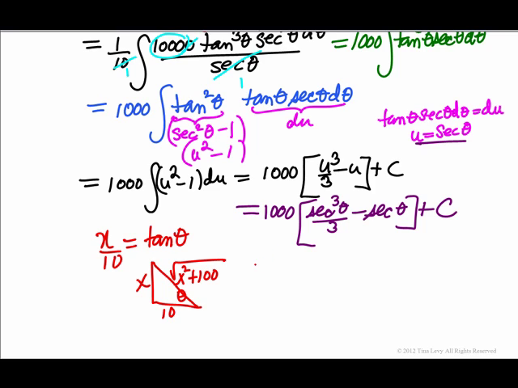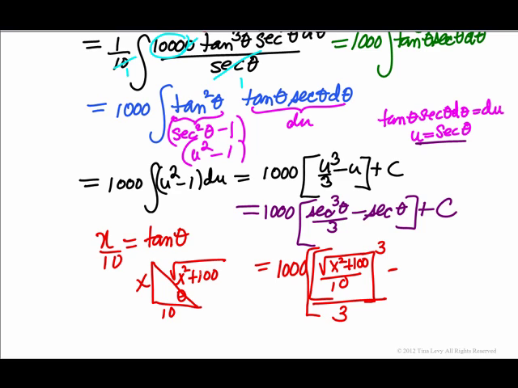So this will become 1,000. The secant of theta is hypotenuse over adjacent, so square root of x squared plus 100 over 10, that's being cubed, divided by 3. Minus secant, which is hypotenuse over adjacent, square root of x squared plus 100 over 10, plus a constant.